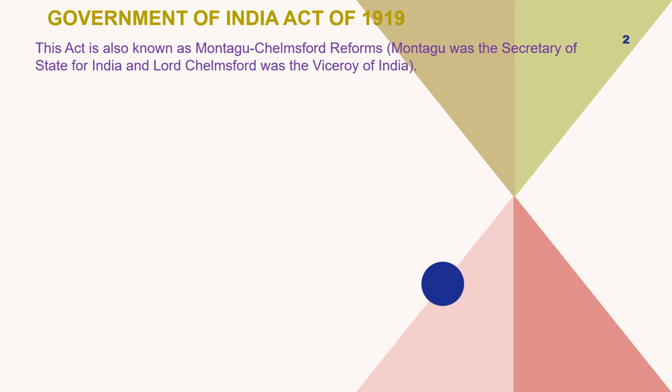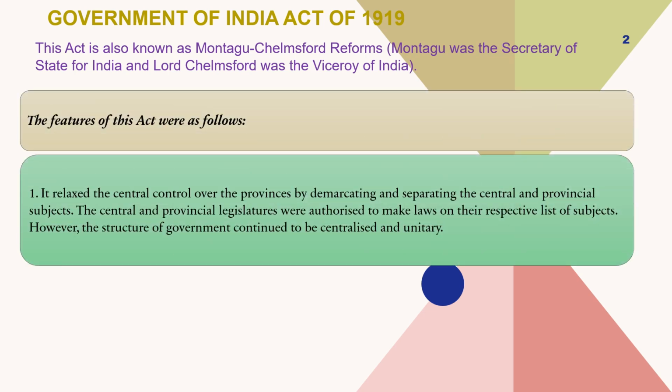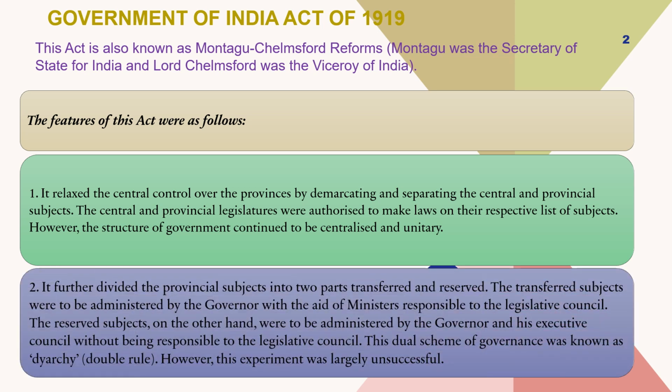The central and the provincial legislatures were authorized to make laws on their respective lists of subjects. Even though central control was relaxed, the structure of the government continued to be centralized and unitary. This act further divided the provincial subjects into two parts, transferred and reserved. Transferred subjects were to be administered by the governor with the aid of ministers responsible to the legislative council.